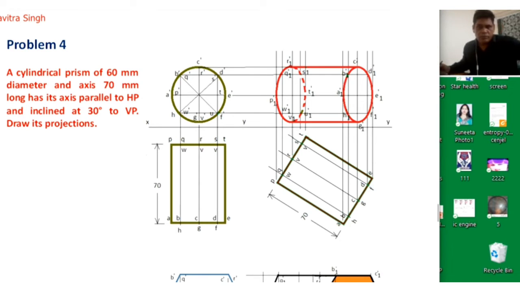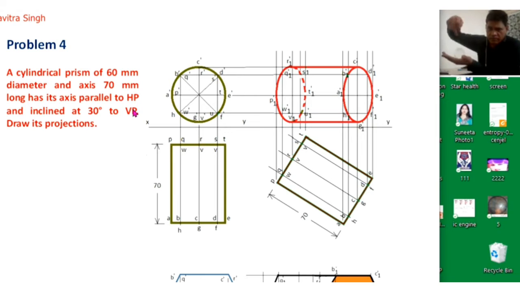Now we will try to solve another problem. A cylindrical prism of 60 mm diameter and axis of 70 mm has its axis parallel to the horizontal plane, and it is inclined 30 degrees with the vertical plane. So we need to draw its projection. Actually, a cylindrical prism, suppose this is a water glass. So this is a cylindrical shape, okay, and it is lying on the horizontal plane like this.